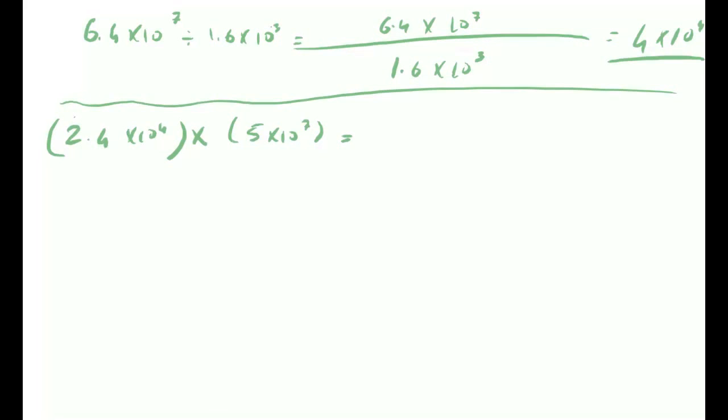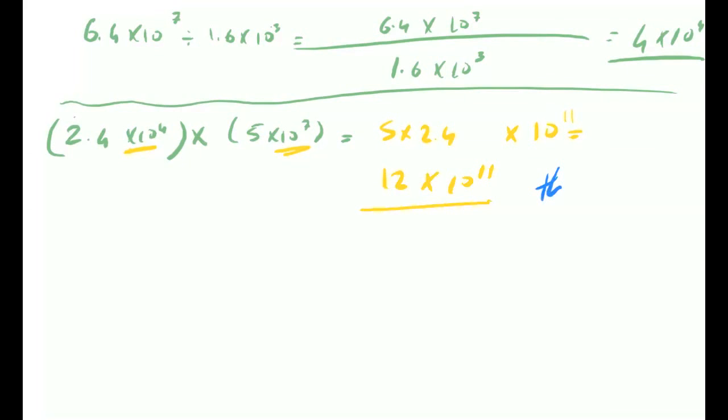So what's 2.4 times 5? Wait, let's take the tens together. Good, Sam. So 10 power 4 times 10 power 7 will be 10 power 11, times 5 times 2.4. What's 5 times 2.4? It's 12. So we have 12 times 10 power 11.